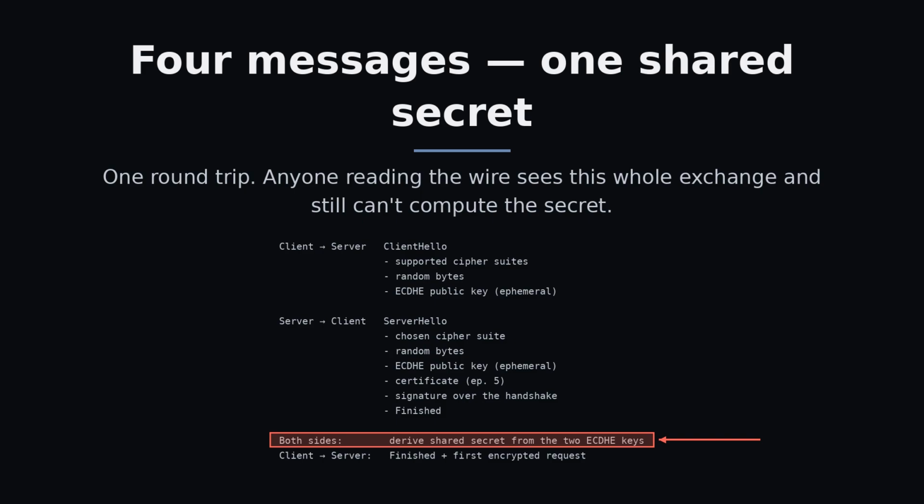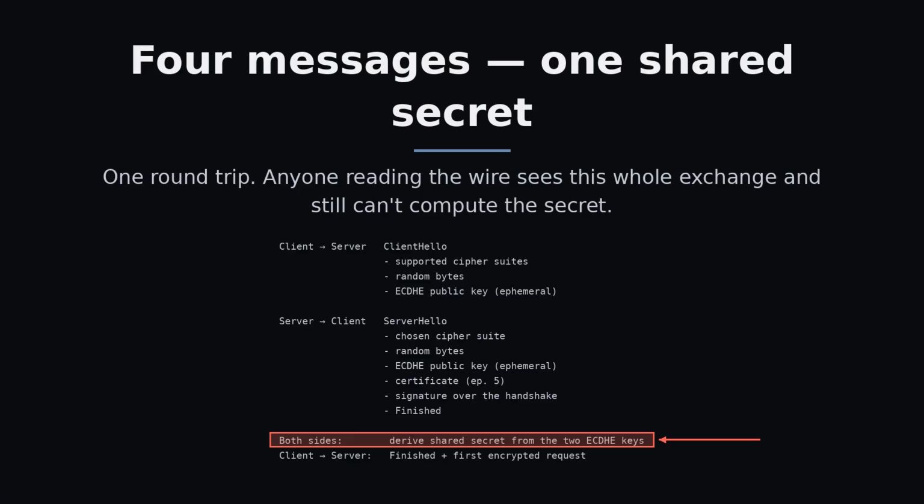The browser sends a client hello: here are the cipher suites I support, here's a random number, and here's an ephemeral public key from elliptic curve Diffie-Hellman. The server replies with its own random number, its own ephemeral public key, and critically, its certificate, plus a signature proving that the certificate's owner is the one answering right now.